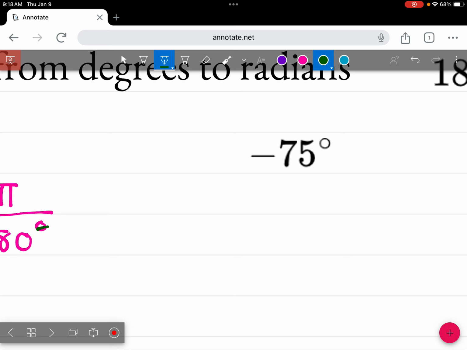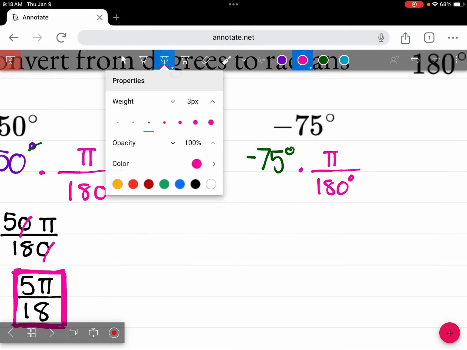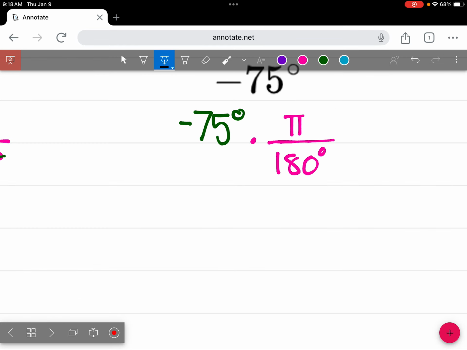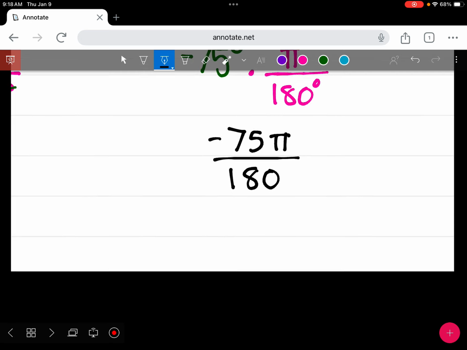All right, same vibe with the others. We're just going to convert these over. So our negative 75 degrees, we're going to do the same thing. We're going to multiply it by our pi over 180. And that's going to give us our negative 75 pi over 180. Our degrees cancel out, and then we need to simplify.